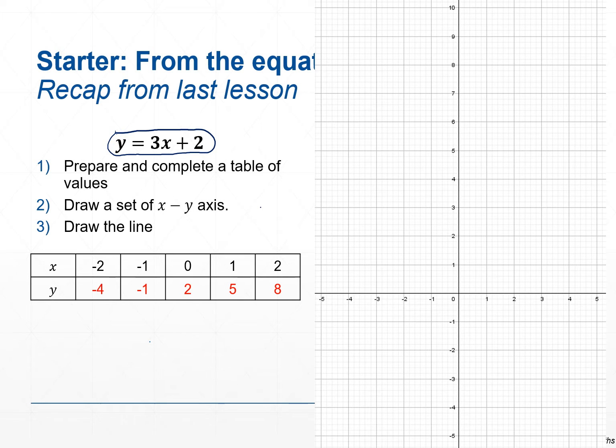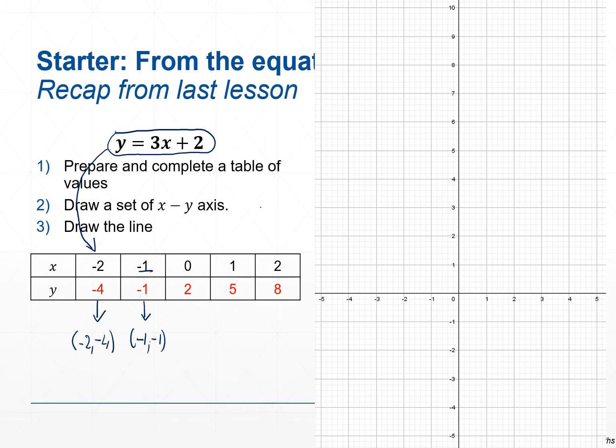And this process goes through creating a table of values, where for different values of x, you calculate the matching value of y. Each of these columns then will generate a point. So here you have minus 2, minus 4, and that column will be x is minus 1, y is minus 1, etc. And this has been covered in a previous lesson.